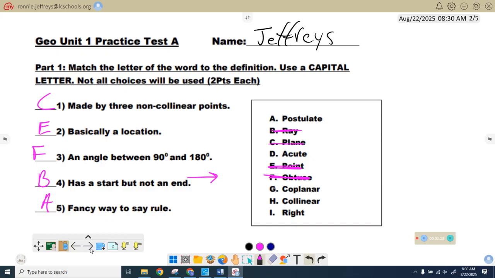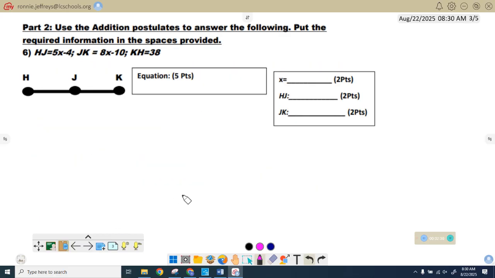All right. So, part 2. The big thing that you need to know on part 2 is that we're using the addition postulates, both the segment and the angle. These two expressions are going to add up to something. They're not going to equal each other. Okay? So, that's kind of huge.